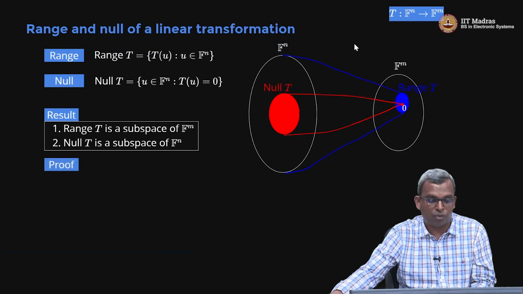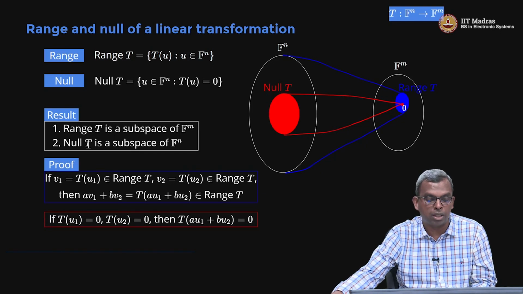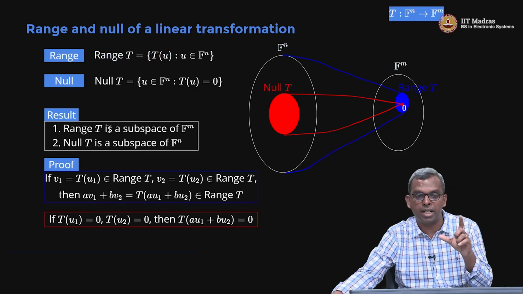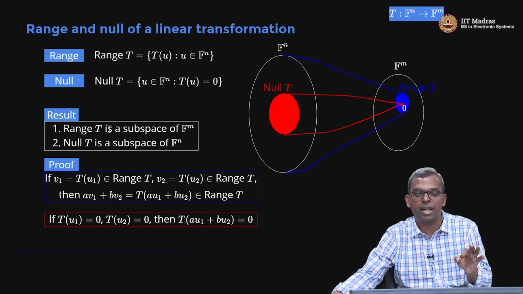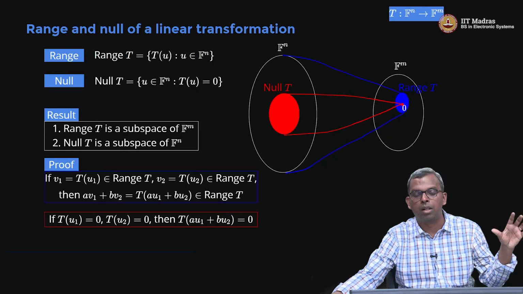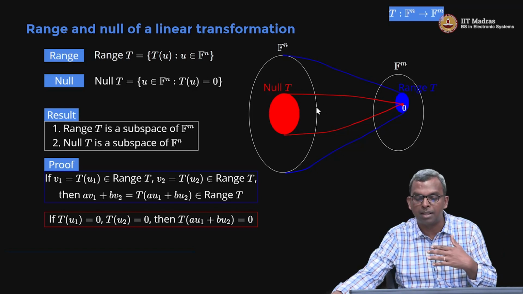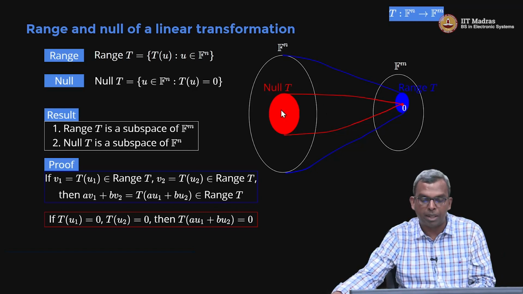The proof of these facts is quite easy. I am not going to talk too much about it. I will let you read it in your own time. You can just show that linear combinations are preserved inside both null T and range T. If you take two things in range and take a linear combination, you will stay inside range. If you take two things in null and take a linear combination, you will reside inside null. That is what you have to show for these two to be subspaces, and that can be done quite easily.